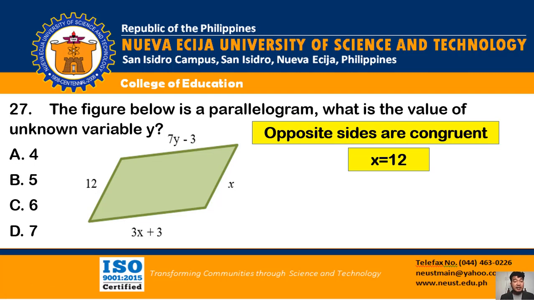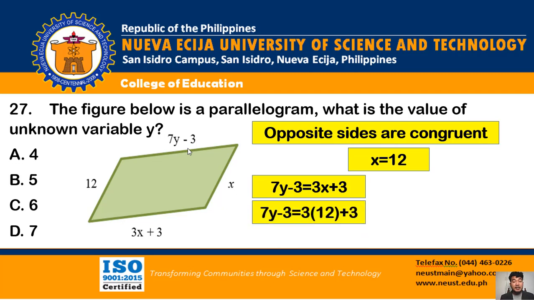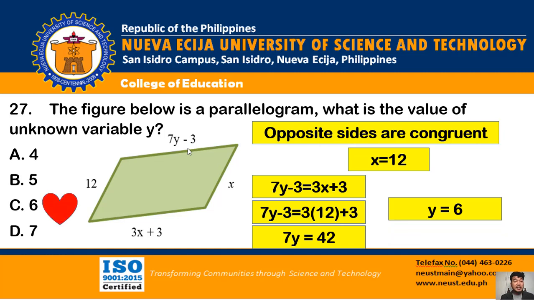We can now equate the other pair. 7y minus 3 equals 3x plus 3. Then substituting the value of x that we have, you'll have 7y minus 3 equals 3 times 12 plus 3. 7y is equal to 42. Then you solve for y, divide the whole equation by 7. Y is equal to 6. And that is letter C.